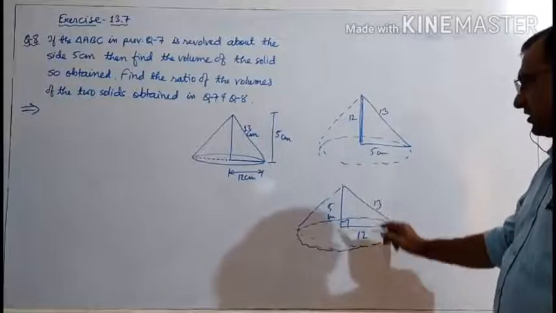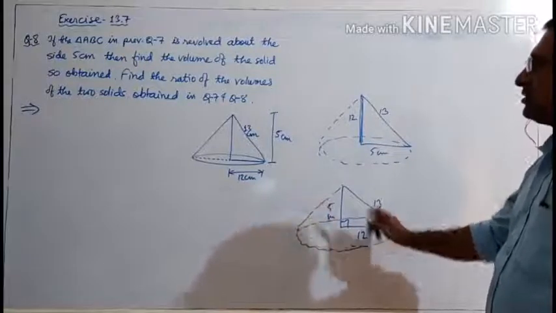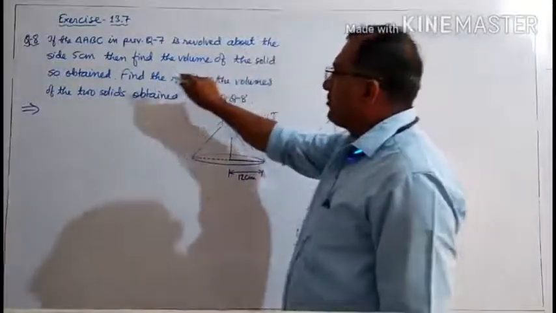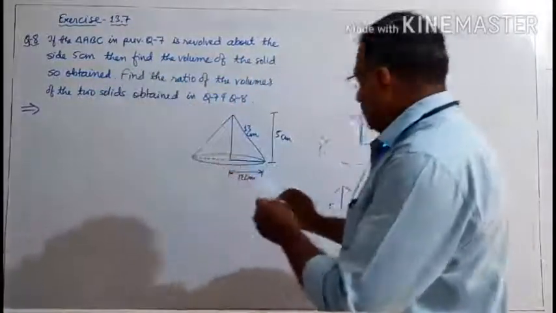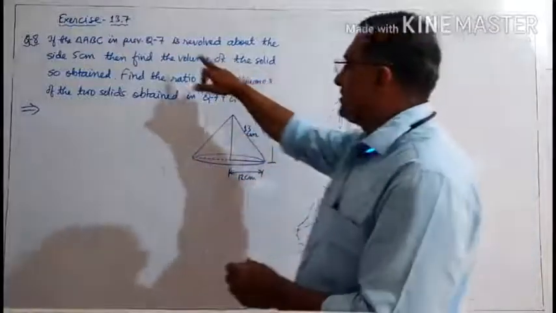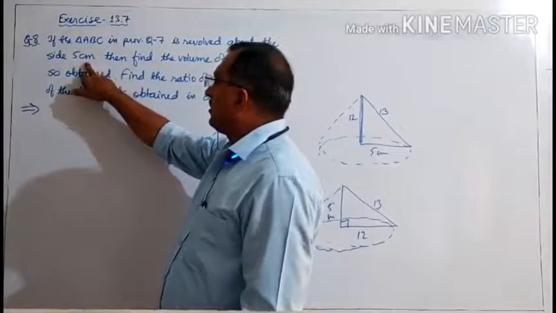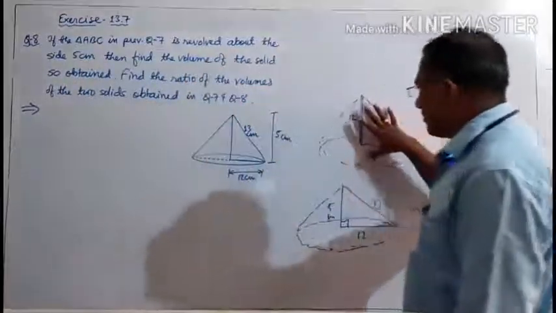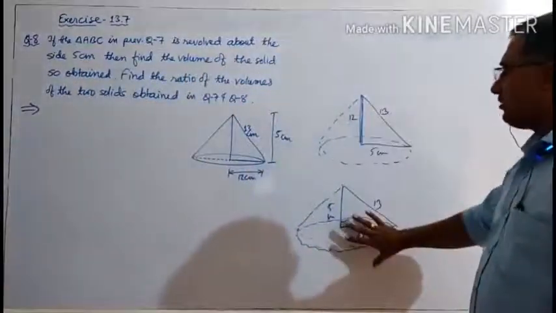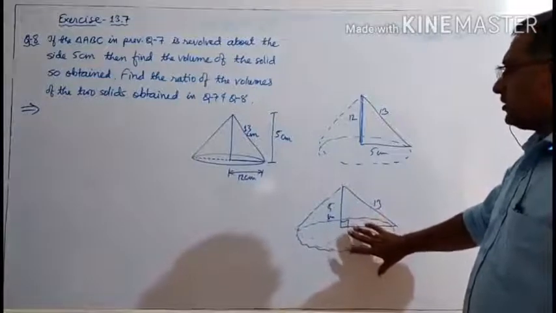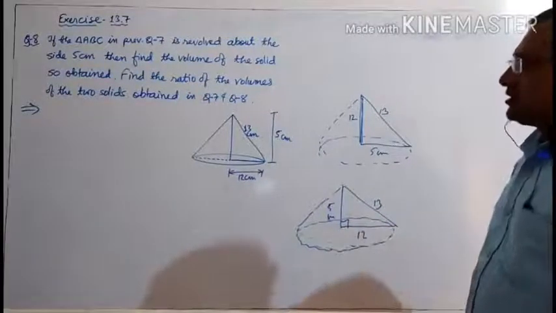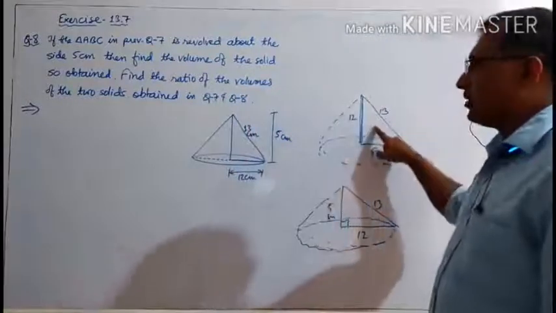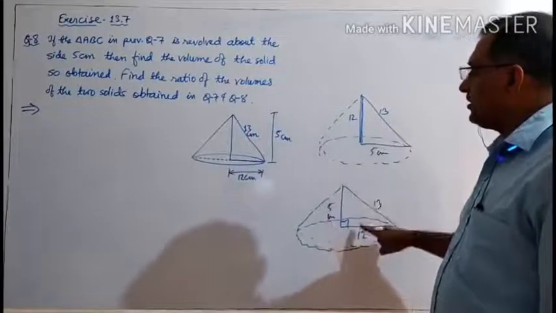This is question number 7, and now in this question number 8, as in question number 7 it was revolved about the 12 centimeter side, in the same way it is revolved about the side 5 centimeter. Then we have to find the volume. We have calculated the volume in the 7th question. Now we will calculate the volume in this question, where the radius is 12 centimeter. Then we have to find the ratio of both the volumes, the ratio of volume obtained for this solid and this solid.